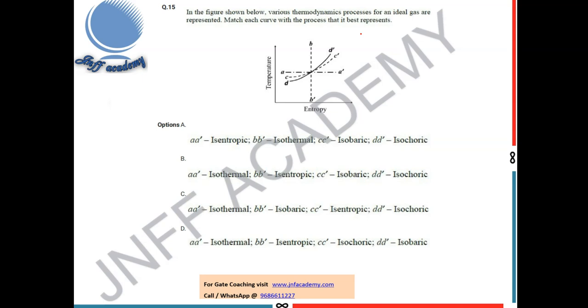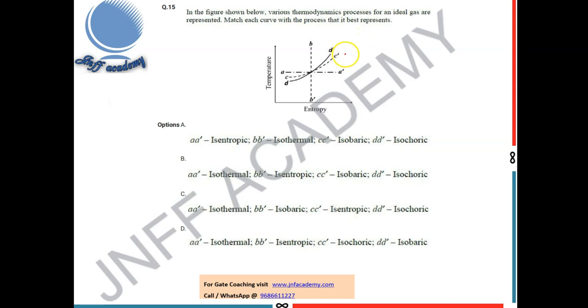Next. So in this question, they have given the temperature versus entropy curve for different processes. They have not given which line corresponds to which processes. There are 4 processes. Process A and A dash is one process. The line B dash and B is another process. C to C dash is another process. D to D dash is another process. So in the graph, they are given 4 different processes, and they are asking that by looking at the graph of these different processes, can you identify which line belongs to which process?